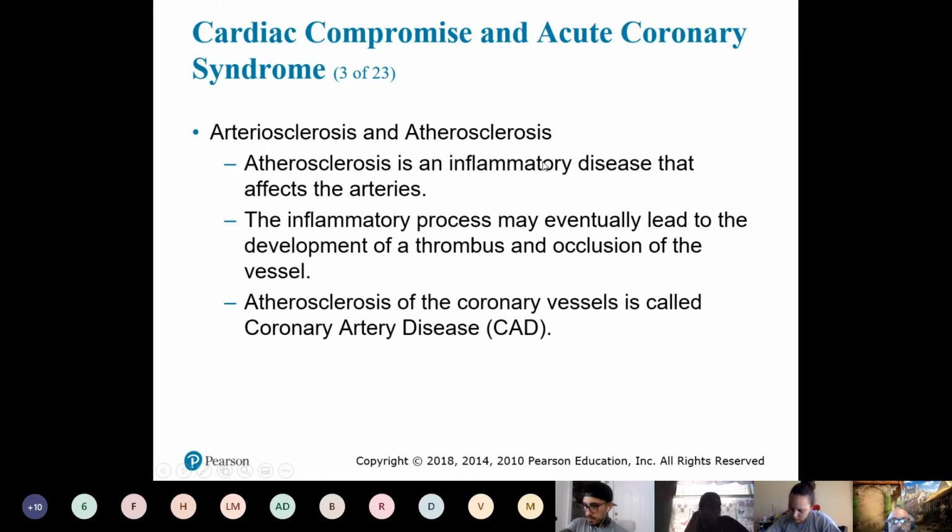Cardio what? Huh? Cardio what? I said for acute coronary syndrome, the more time passes, the more cardiac muscle is damaged.